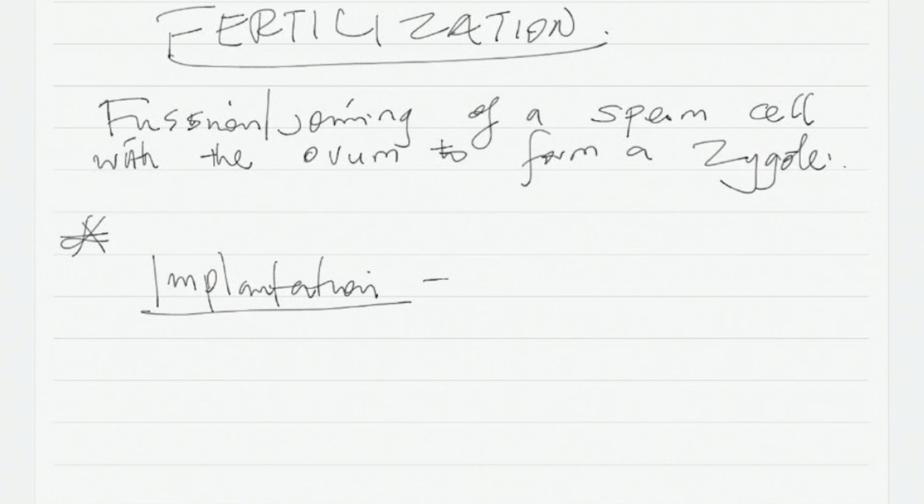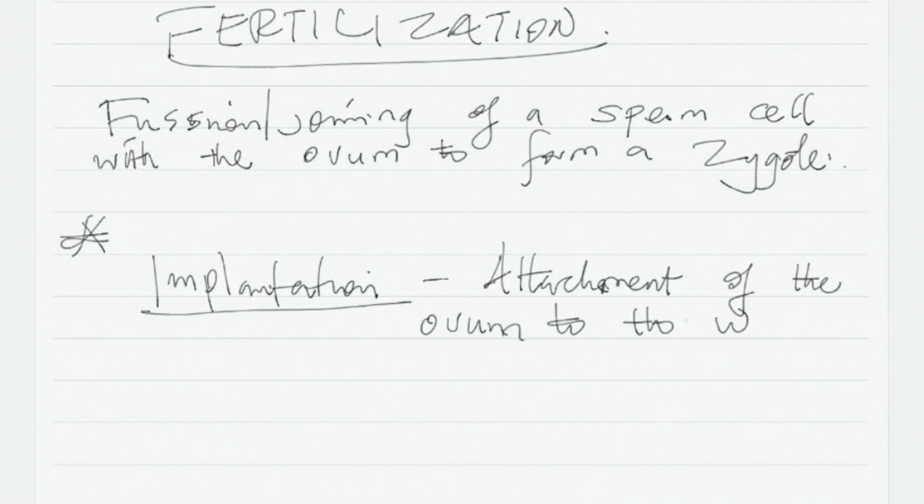Implantation is simply the joining, or the attachment, of the ovum to the walls of the uterus.